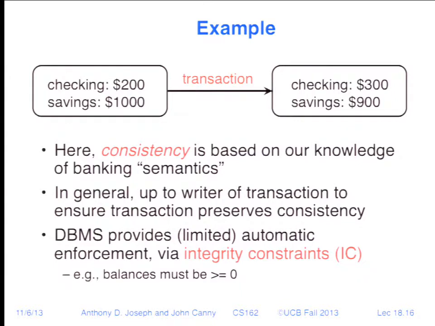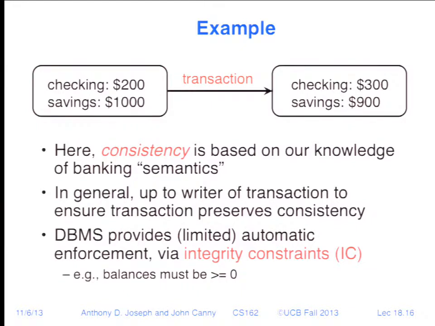So a simple case involves, let's see, two accounts here and a transfer of money from saving to checking. If you have these two accounts, before the transaction, the balances total $1,200. Your total assets are $1,200. After the transaction, you've debited the savings account and bumped up the checking account. Your total assets are still $1,200, which is critical, right? You don't want to lose any of that money. And we want it to be consistent.